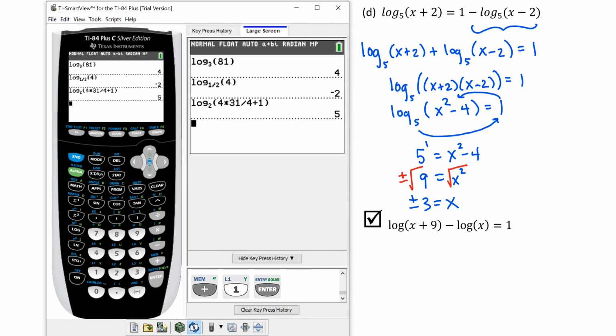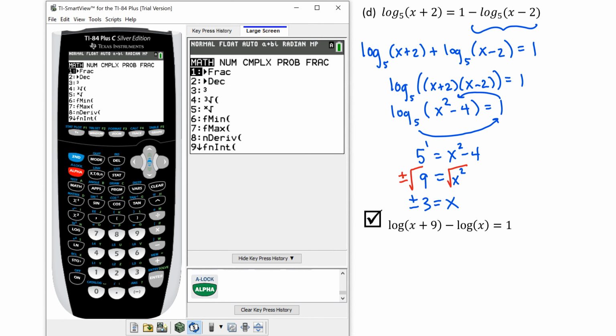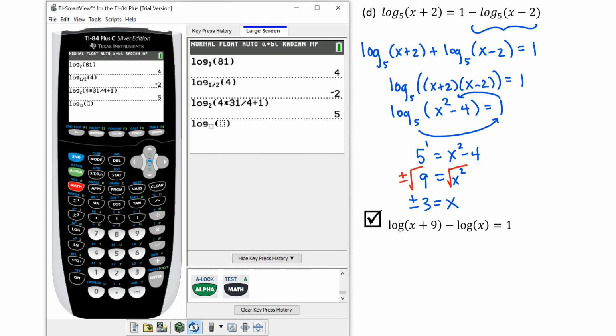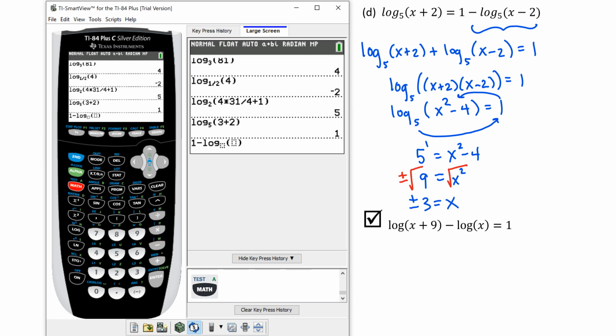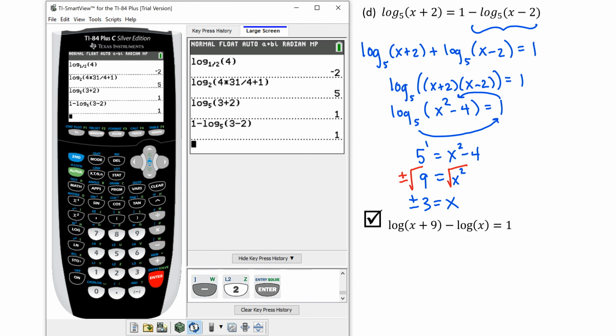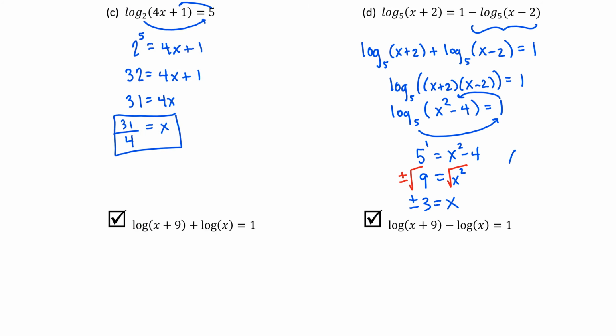So I'm going to start with positive 3, and I'm going to plug 3 in for x on both sides of the equation. So math alpha A pulls up our log base. We can type in 5, and I'm plugging 3 in for x, so we have 3 plus 2. The value on the left side of the equation is 1. Now, let's check the value on the right side of the equation. 1 minus math alpha A, that gives us log base 5 of 3 minus 2. When we evaluate that, we also get a 1. So we know x equals 3 is a valid solution.